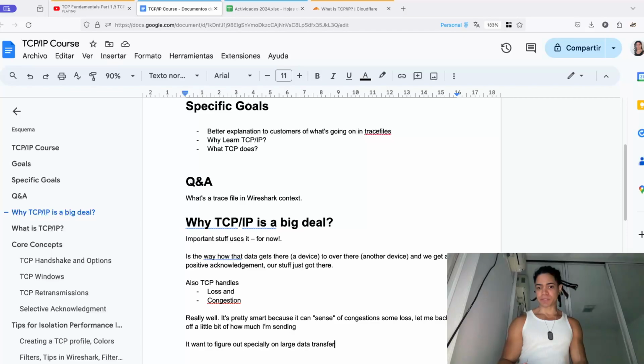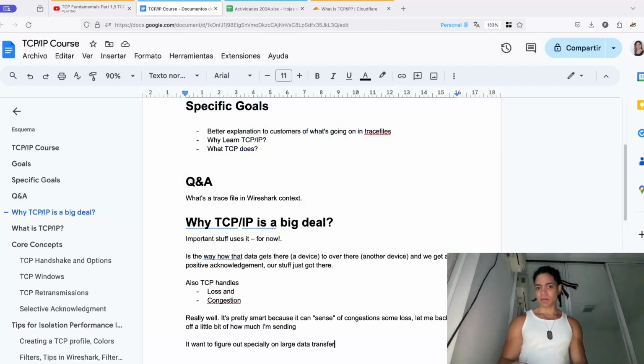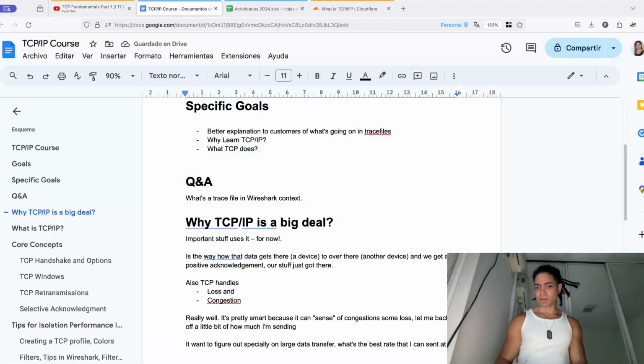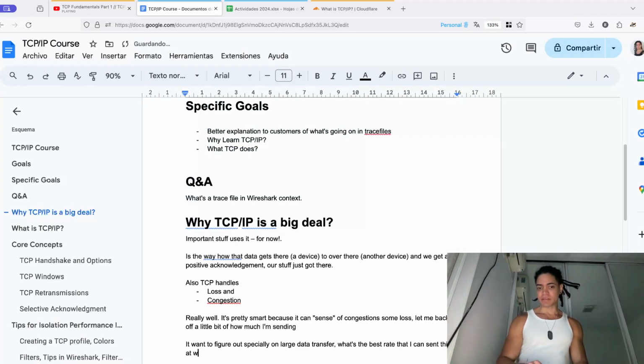It wants to figure out, especially on a large data transfer, what is the best rate that I can send this at, without running into problems.